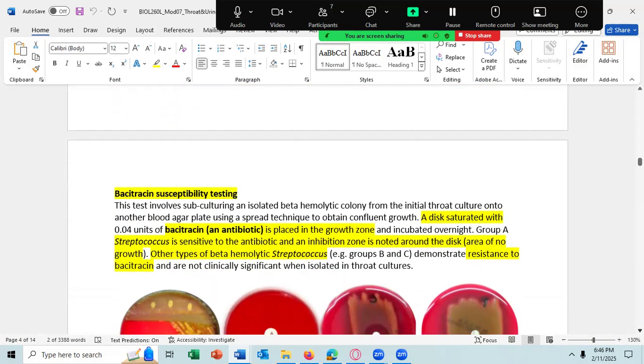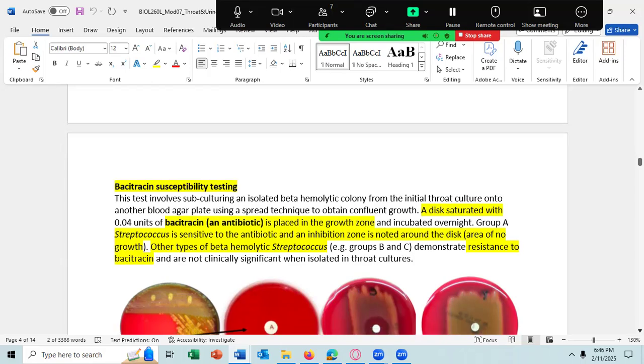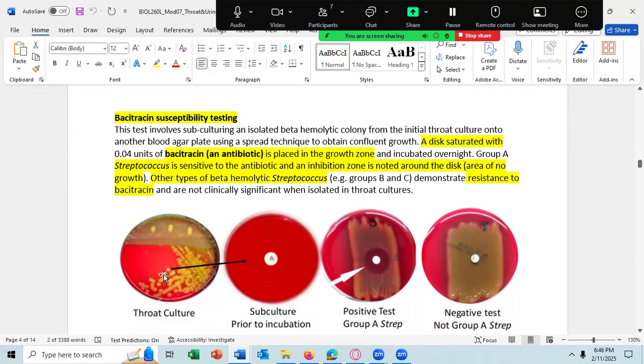You then do the bacitracin test. Bacitracin is an antibiotic. So what you do is you take the bacteria obtained from the blood agar plate and streak it in this region of the plate, and then put the antibiotic disc down, and then put the plate in the incubator upside down, and grow it for at least a day, and then pull it out and take a look at it. And there you can see the bacteria growth. And there's the disc. And this has a zone of inhibition around it.